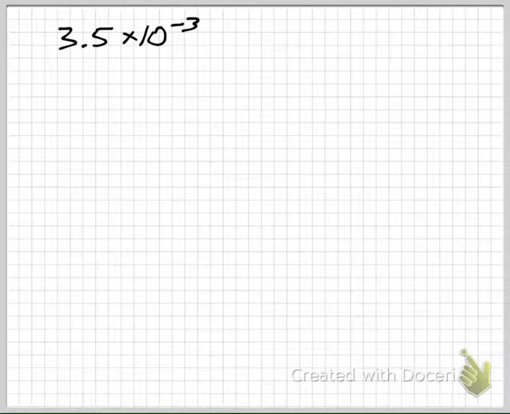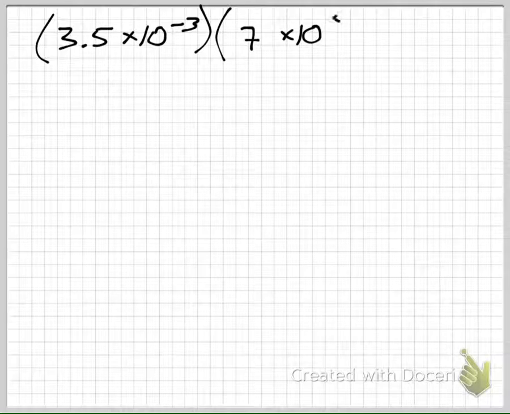So, first thing we do is this. Let me do a simple one here. Here's the sample: 3.5 times 10 to the negative third. Big number or little number? Little number, right? Way less than 1. And I'm going to multiply that by 7 times 10 to the fifth.